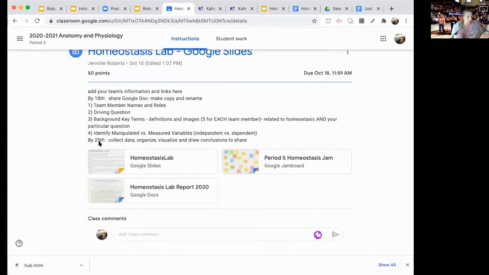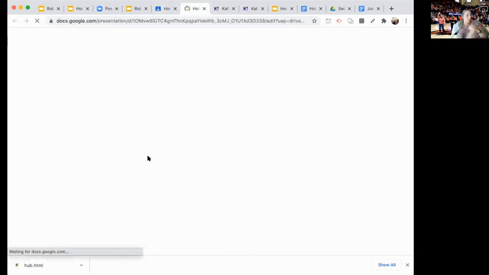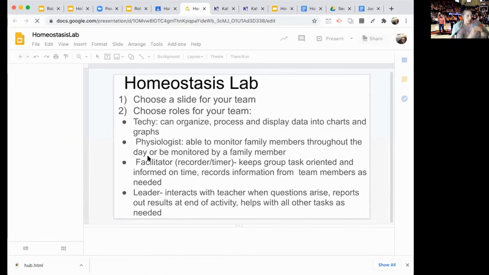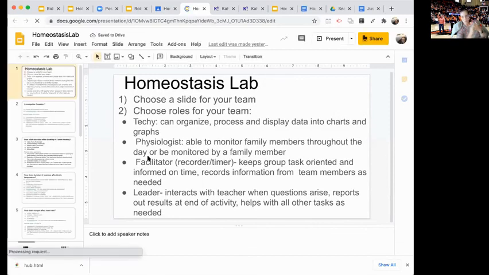Then by the 25th, so not this Sunday, but next Sunday, we'll actually have our data collected, have it organized, start visualizing it in some graphic form, and then drawing conclusions that you can share. So if everyone could click on the Google slide first, I just want to make sure everybody knows where the roles are, because some of you had them done already and some of you did not.